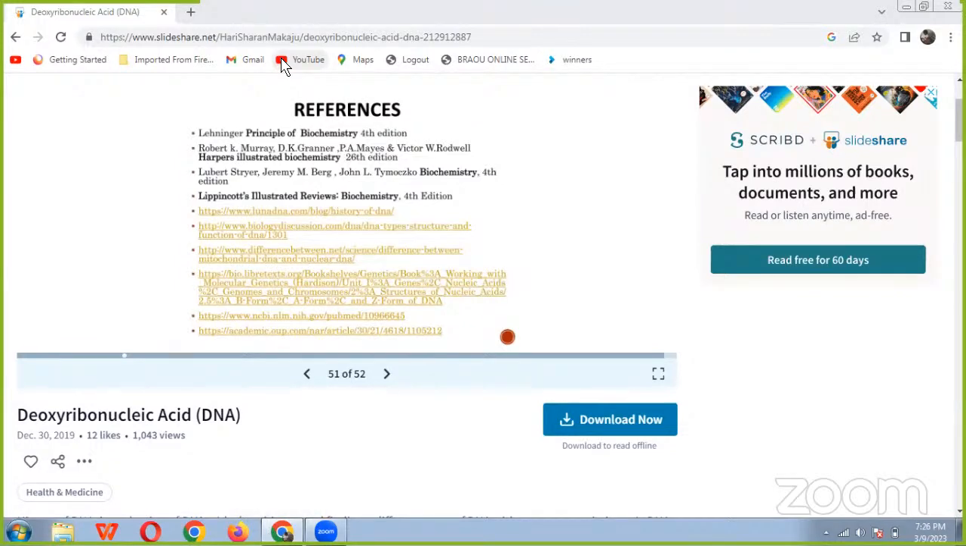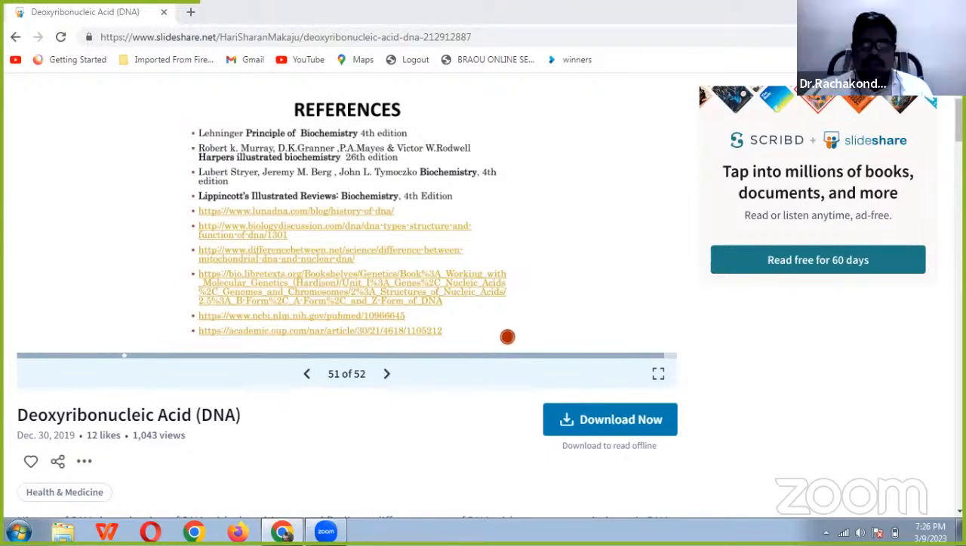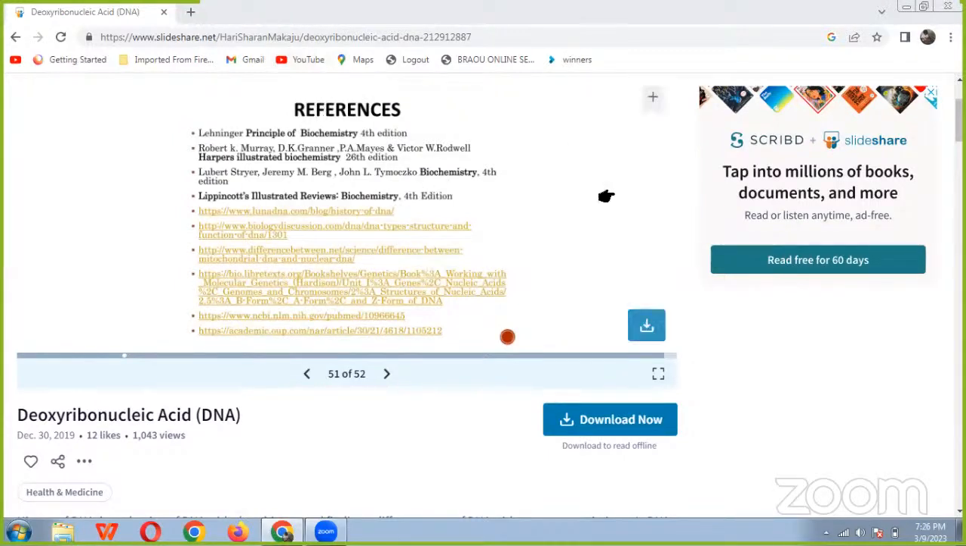Write an account of DNA synthesis and the chemical nature of DNA. These are very important. Okay, this is the DNA and cell apoptosis.